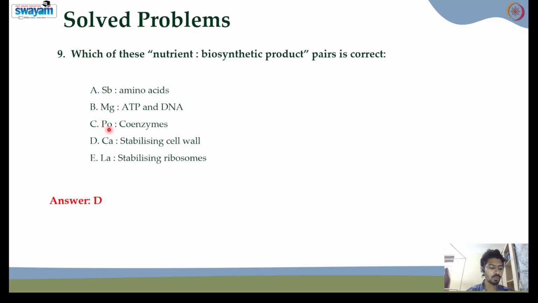And if you see Po, which is polonium, it is a radioactive element. So it is not an essential nutrient, so it is obviously not going to act as a coenzyme. Whereas in option E, lanthanum, there is no scientific evidence that it helps in stabilizing ribosomes. So the correct option is calcium, which helps in stabilizing lipopolysaccharide, which is part of the cell wall of the microorganism.